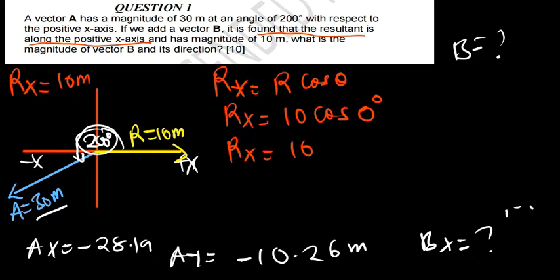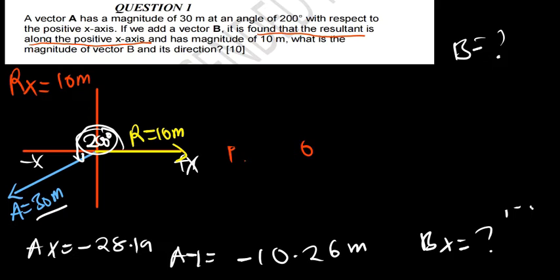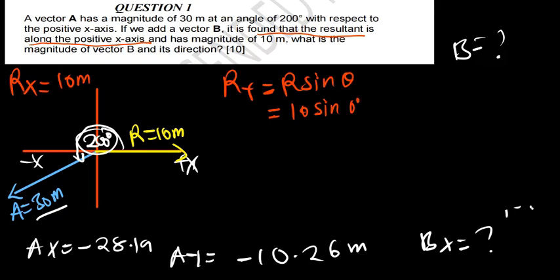Then now let's find the y component. So the y component, guys, Ry will be equal to R sine theta. So R is 10 sine 0. What is 10 sine 0? It should be 0. So Ry is 0.